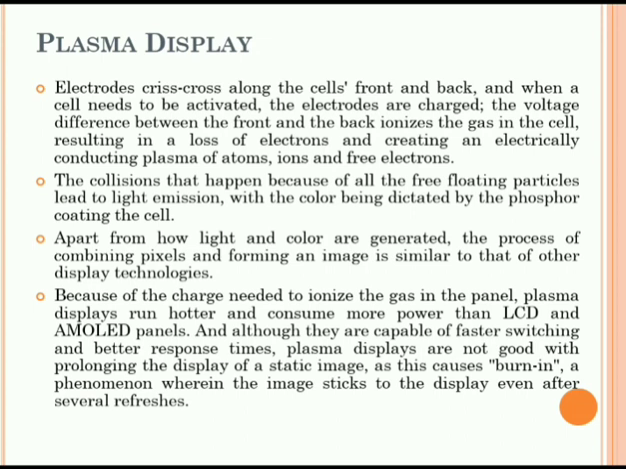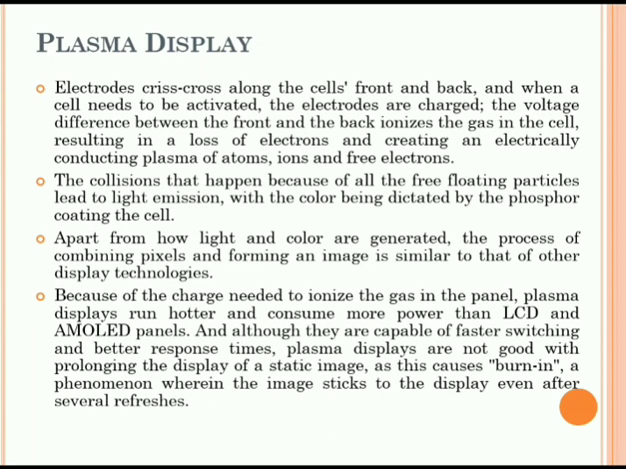Electrodes crisscross along the cell's front and back, and when a cell needs to be activated, the electrodes are charged. The voltage difference between the front and the back ionizes the gas in the cell, that results in a loss of electrons and creating an electrically conducting plasma of atoms or ions and free electrons in that particular cell sandwiched in between the two glass panels. The collision that happens because of the free floating particles leads to light emission with the color being dictated by the phosphor coating the cell.